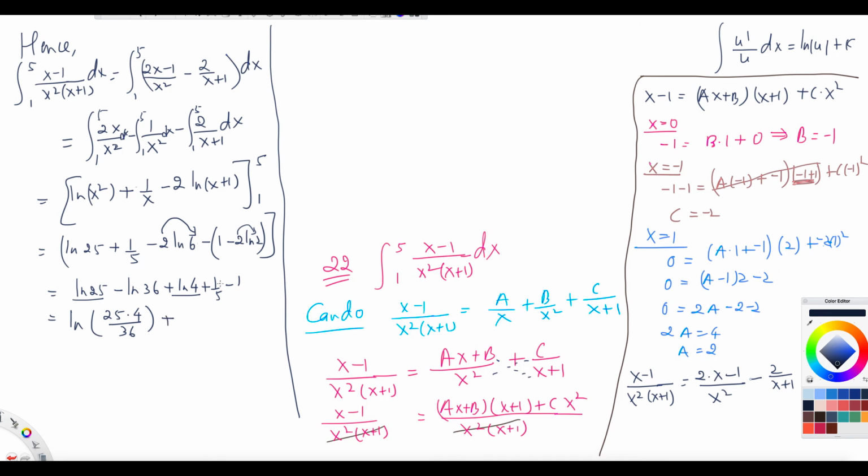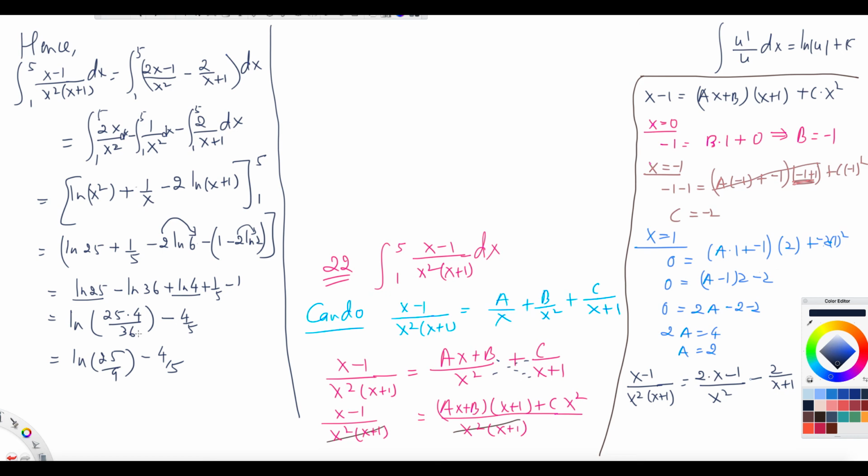And then plus, what is 1/5 minus 1? That will be minus 4/5, because 1/5 minus 5/5 is negative 4/5. So 25 times 4 is 100, and you can reduce it to 25 over 9. So you get natural log of 25 over 9 minus 4 over 5. That is the final answer.